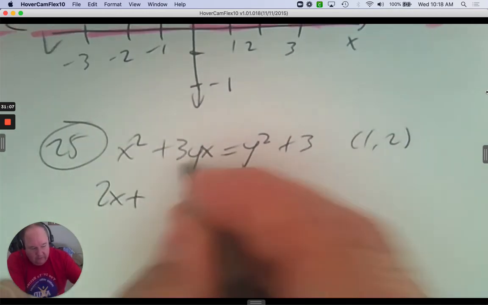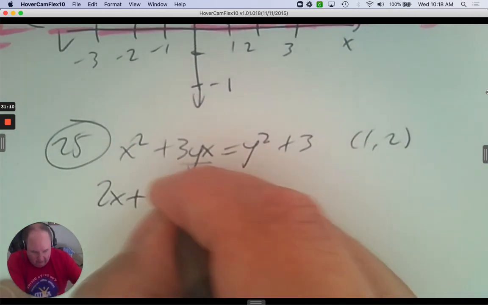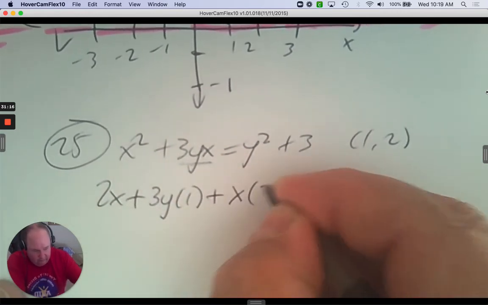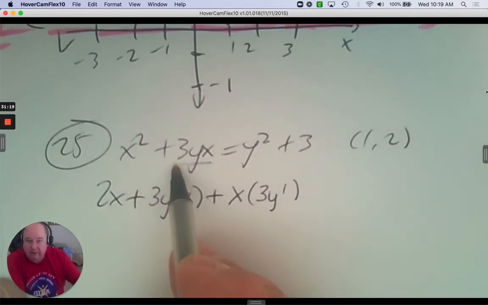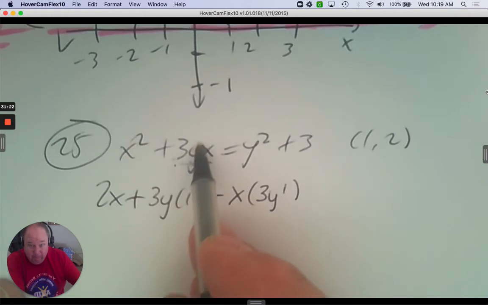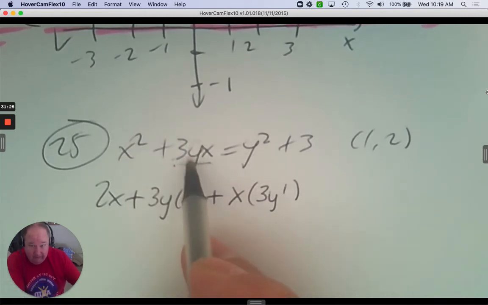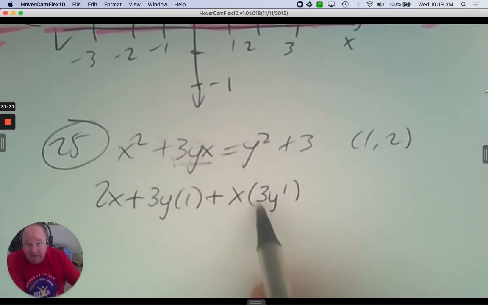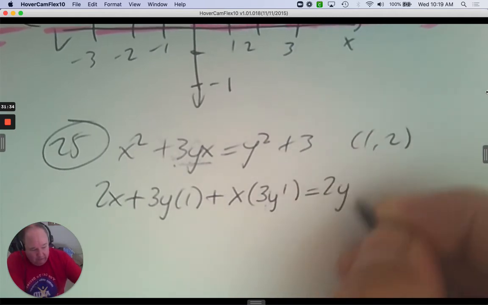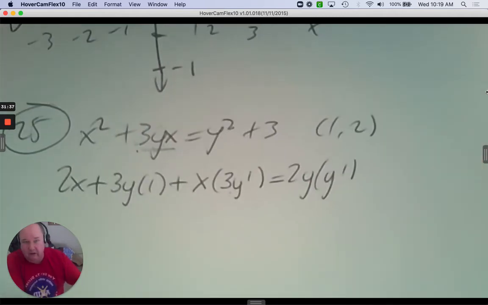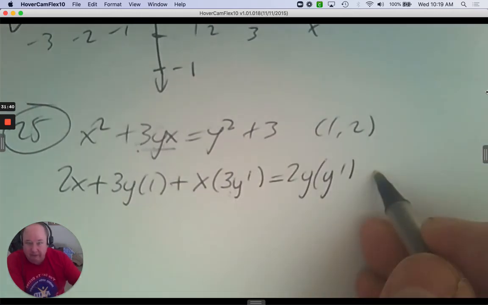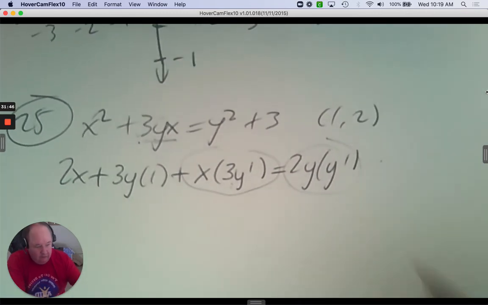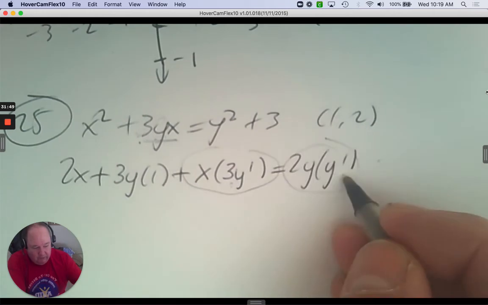That's 2x. This is the product rule. The product rule is the first times the derivative of the second plus the second times the derivative of the first. Now, the derivative of 3y is 3, but because y is involved, this is done implicitly, so you need a y prime hooked on. The derivative of 3y is 3, but it needs a y prime. Just like here, the derivative is 2y, but it needs a y prime, and then the derivative of 3 is 0. We need to gather up the y primes, so put them together on one side. I'm going to move this to the right just because.